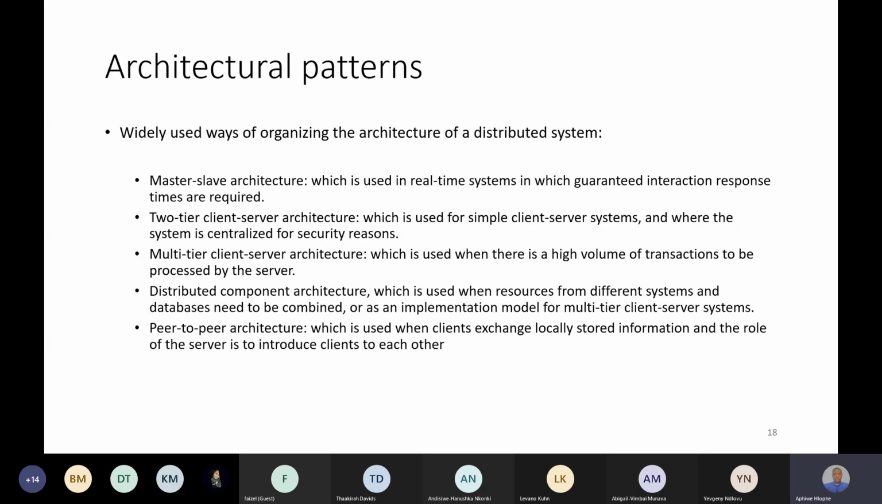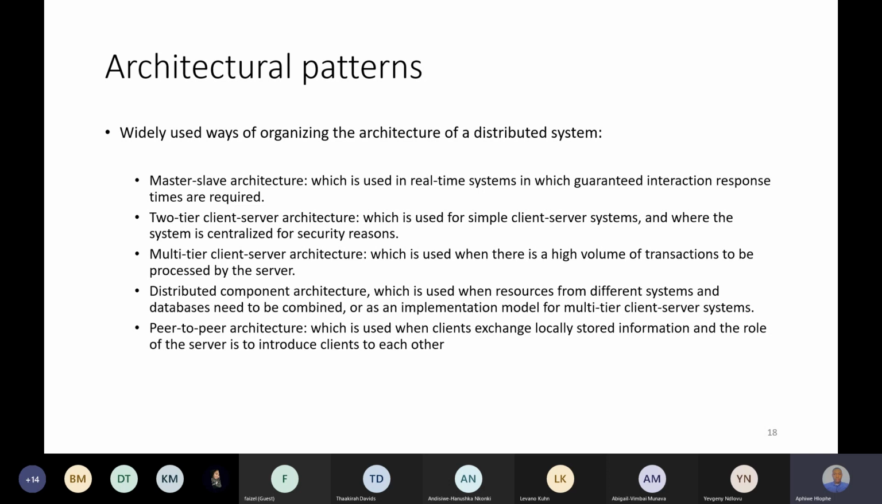So what are the different ways or the different methods for implementing a distributed system? Okay, so we have these particular options, or architectural patterns, for distributed systems. We have what we call the master-slave architecture, which is used in real-time systems in which guaranteed interaction response times are required. Look at the way a plane operates, okay? We have all of these sensors that are equipped onto the plane, and they report to the cockpit, okay?